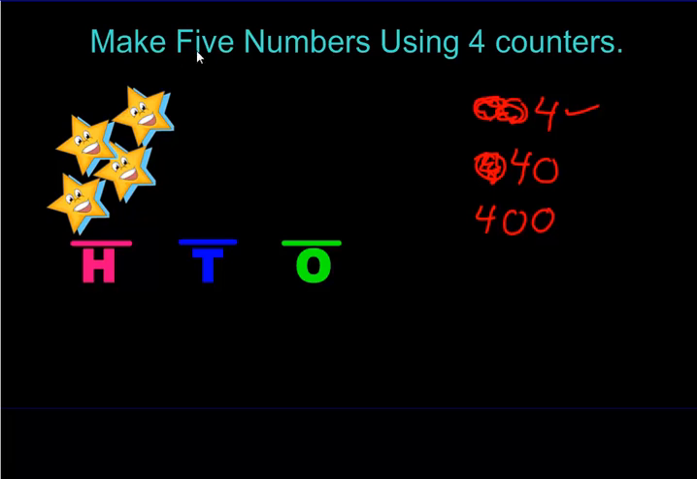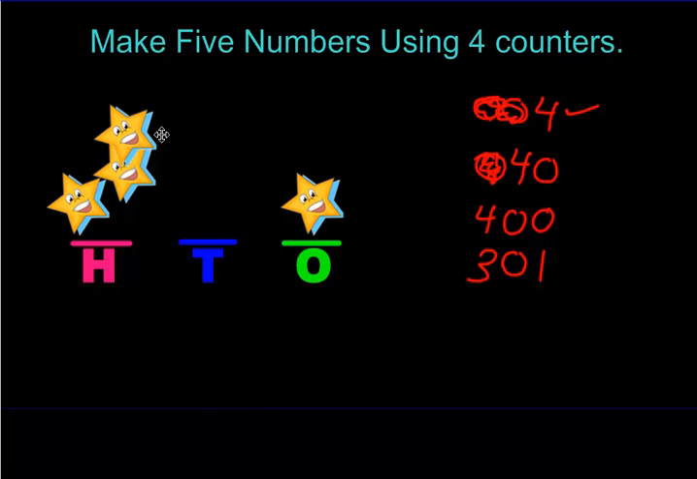Now the question says make 5 numbers. So I've got to make 2 more numbers. So here's what I'm going to do. I'm going to put 1 star here, and I'm going to leave these guys here. So what number do I get now? I get 3, 0, 1. In other words, 301. I need 1 more. So how about we do this? Let's put 2 here, and we'll put 1 here and 1 there. And now this number says 211.